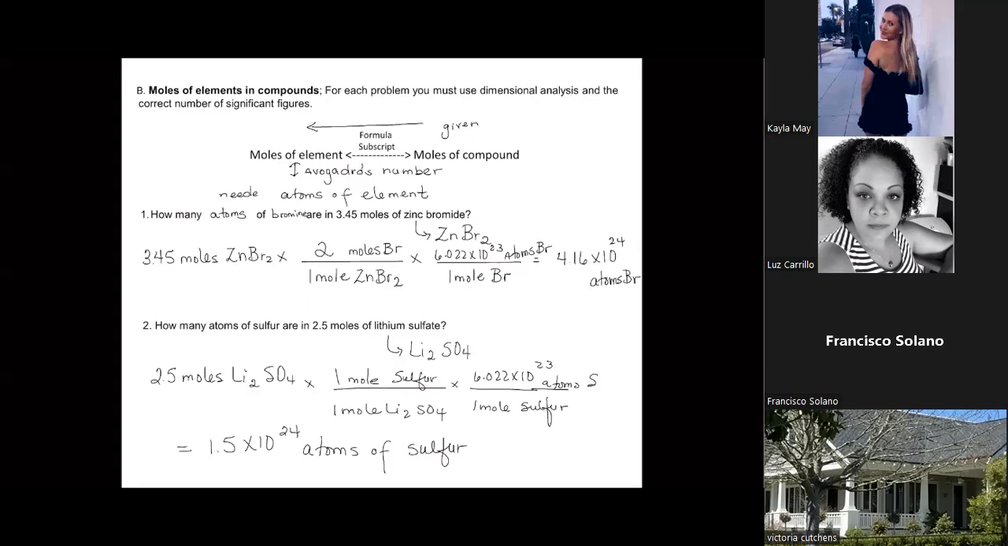See how in Li2SO4, sulfur doesn't have a number by it. That means that there's a number one that is omitted. So that's where we got the one mole of sulfur. So if the question would have asked you about lithium, then it will be two moles of lithium. Or if the question would have asked you oxygen, then there will be four moles of oxygen. Okay, thank you. No problem.